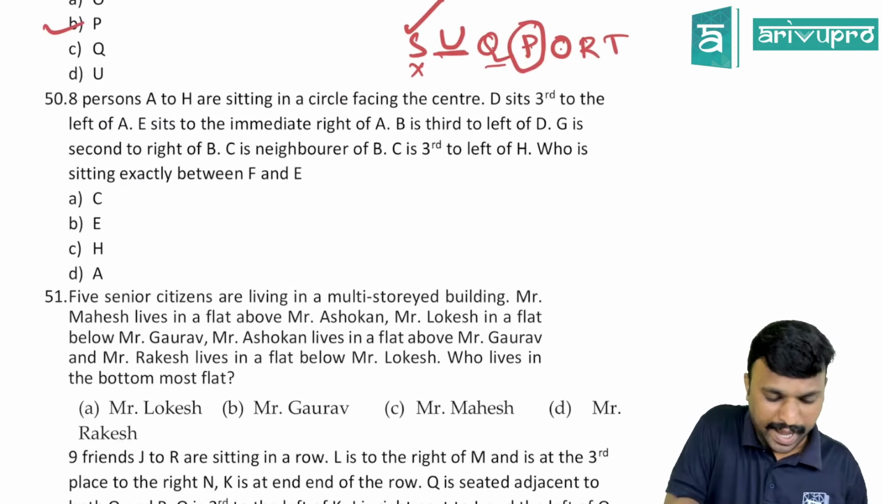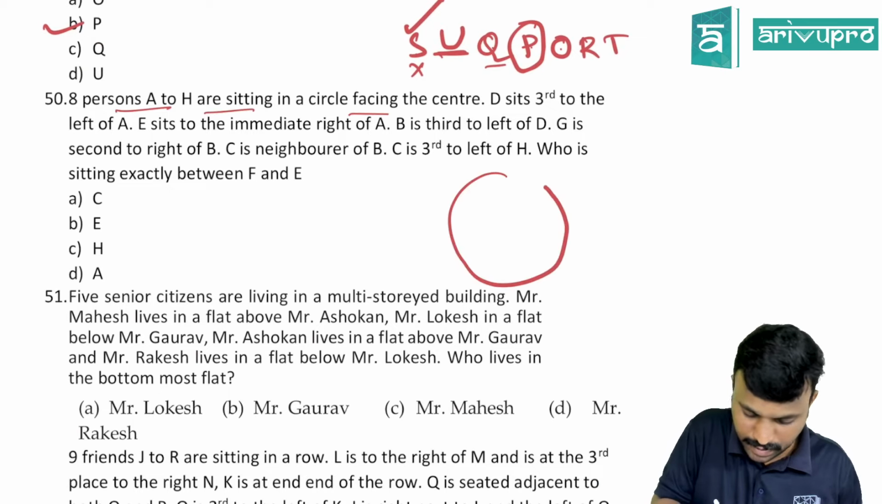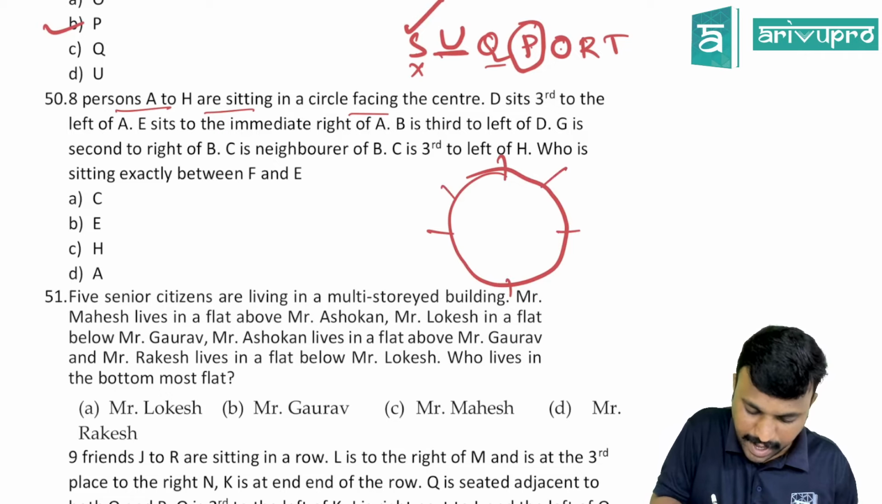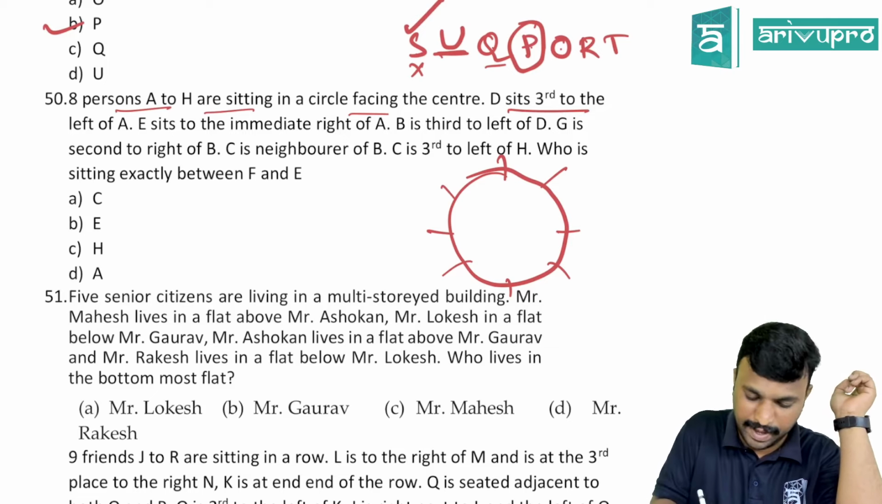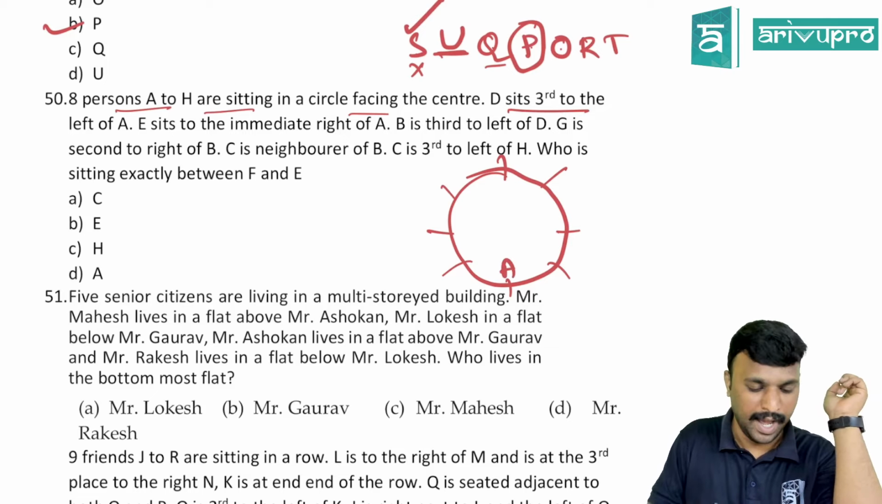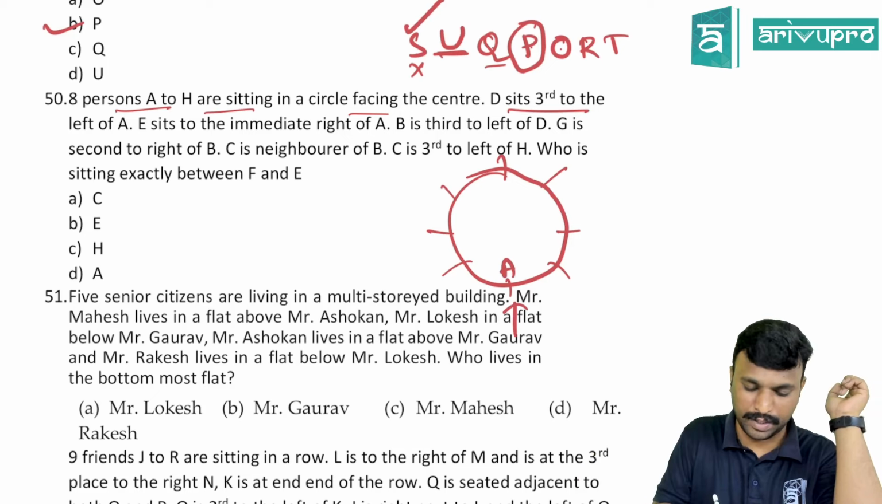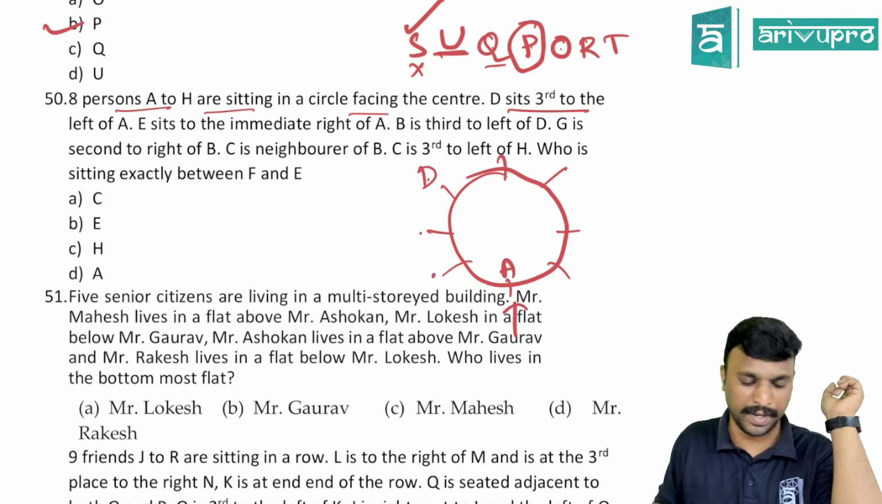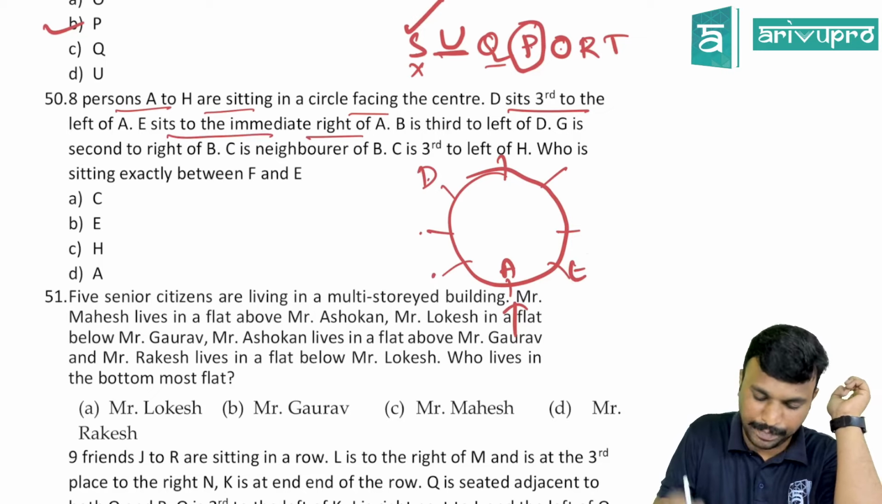The question is: 8 persons A to H are sitting in a circle. Circle means mark 8 positions first of all, and pick the sure statement. D sits third to the left of A. So first of all, position A here, and D third to the left, because A is facing north: 1, 2, 3. D comes over here. E sits immediate right of A. Definitely E should be here.